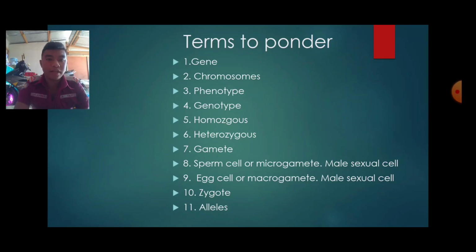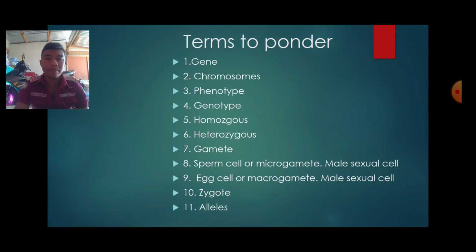Number 7 is gamete. Gametes are organisms' reproductive cells. They are also referred to as sex cells. Female gametes are called ova or egg cells, and male gametes are called sperm. Gametes are haploid cells, and each cell carries only one copy of its chromosomes. These cells develop into sperm or ova.